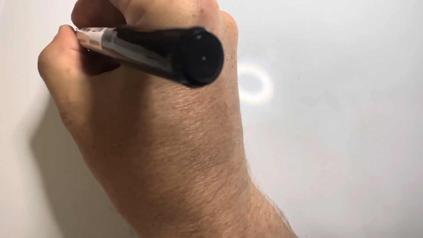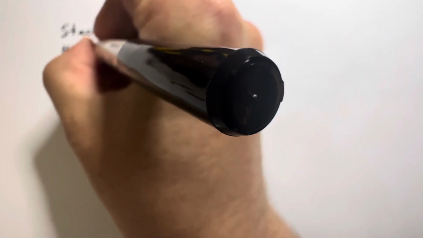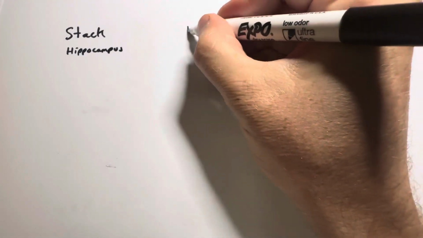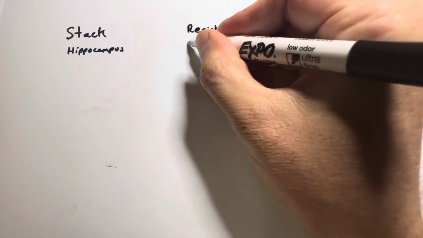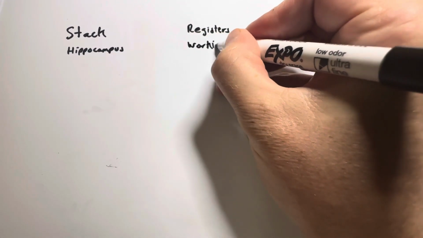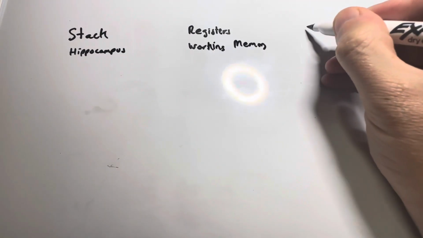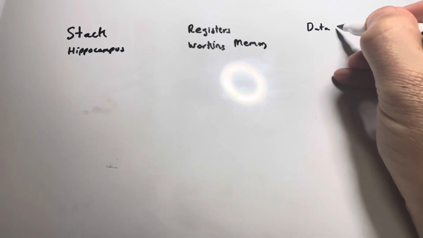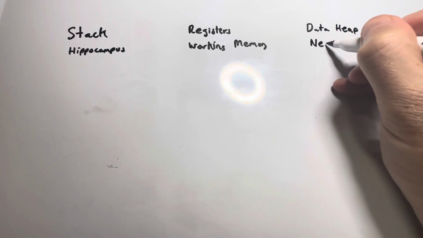So we have our stack, which is our hippocampus. Then we have our registers, which is going to be our working memory. Then our data heap, which is going to be our neocortex.